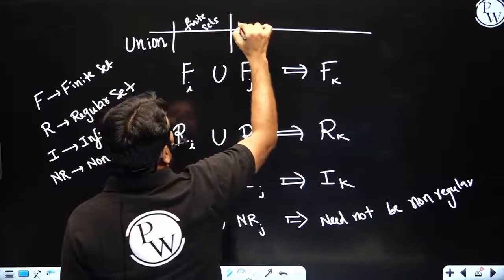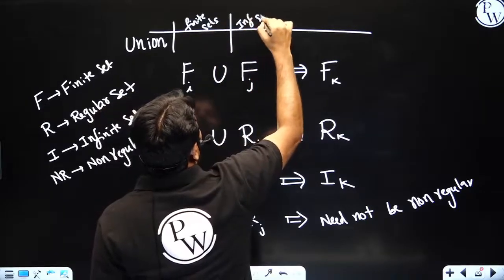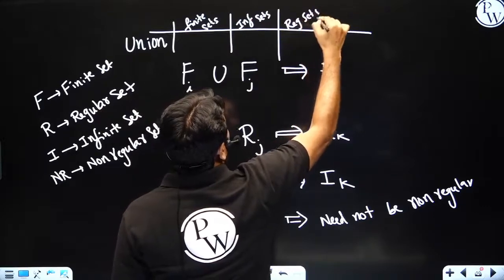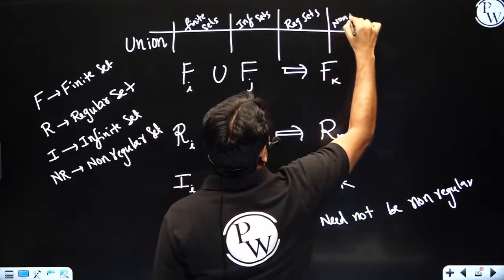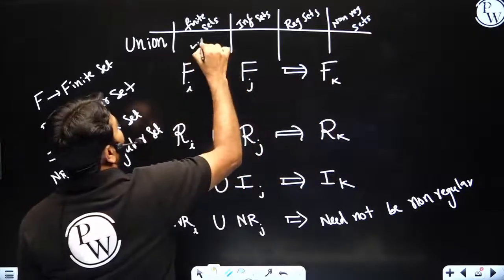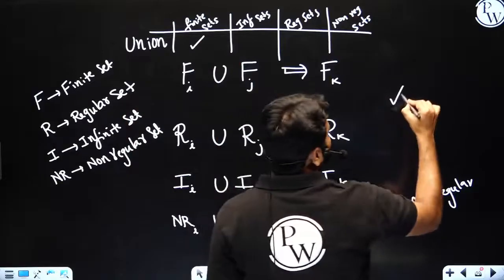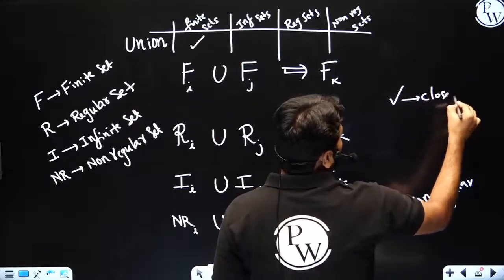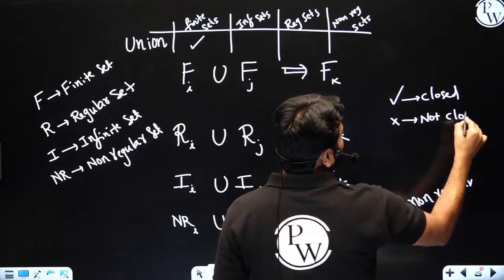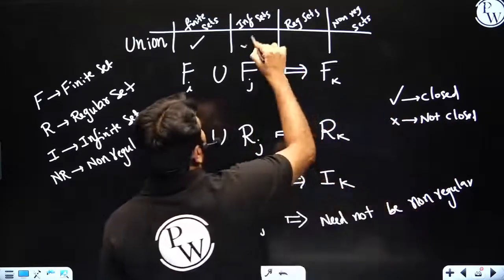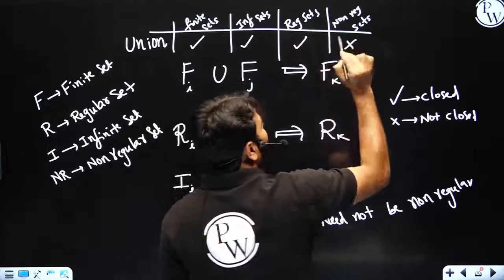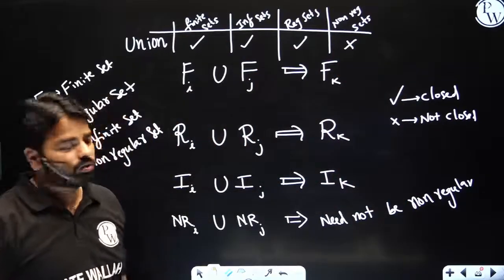If you are going to make a table, then the domains are finite sets, infinite sets, regular sets, non-regular sets. A tick means closed, and a cross mark represents not closed. So for these three domains the union operation is closed, but for non-regular sets it is not closed.